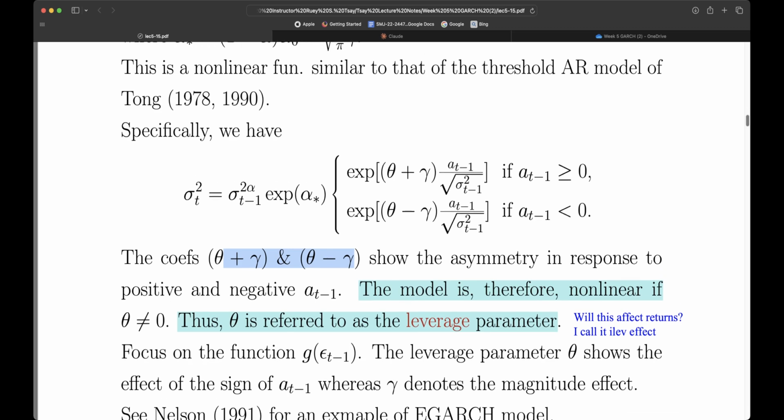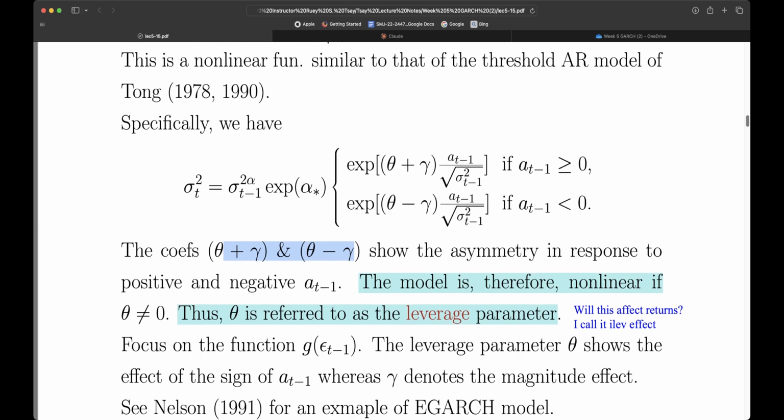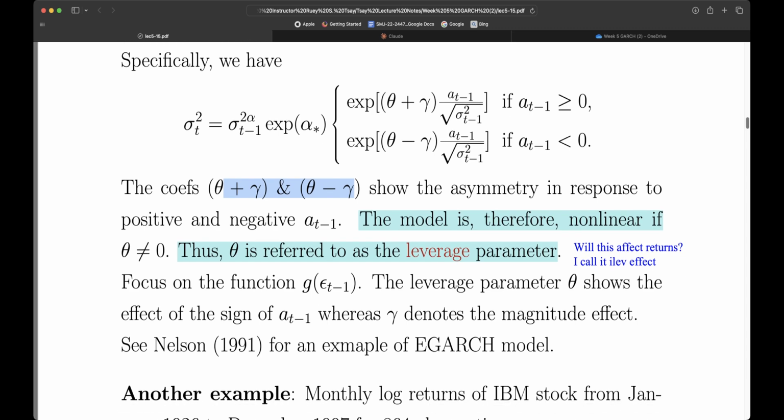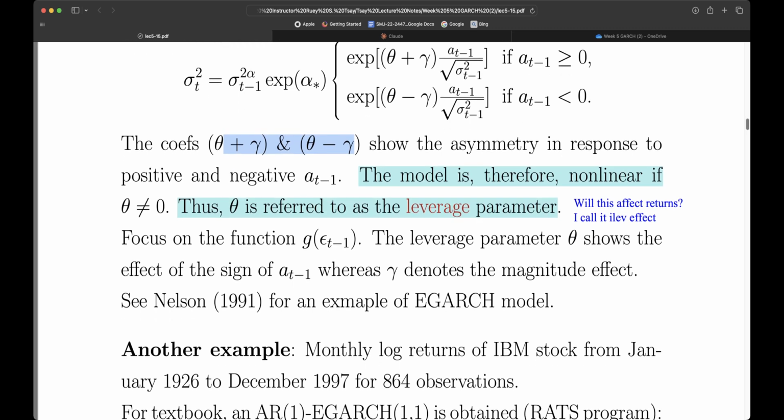Thus, theta is referred to as the leverage parameter. Okay, leverage parameter, that's important. Focus on the function g(epsilon_{t-1}). The leverage parameter theta shows the effect of the sign of a_{t-1}, whereas gamma denotes the marginal effect. Okay, for more information, we can see Nelson.